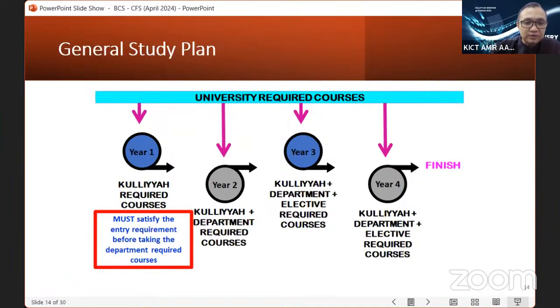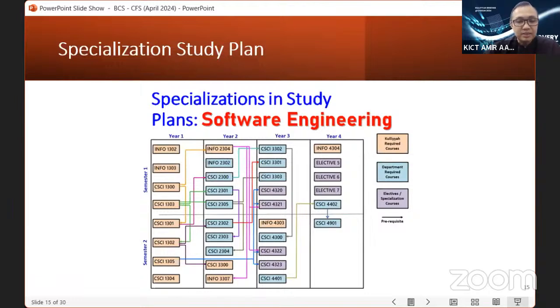In the first year, you must fulfill all the kuliah required courses first, and then by second year, like I mentioned just now, this is where it starts to change. Some kuliah required courses are taken by both BIT and BCS students, and then the department required courses start to come in, and you start to take department unique courses. And by year 3, you start to take elective courses. By this time, you will start to think about choosing your specialization, whether you want to specialize in one of those 3 specializations that I mentioned, or you want to go for no specialization or free specialization study plan.